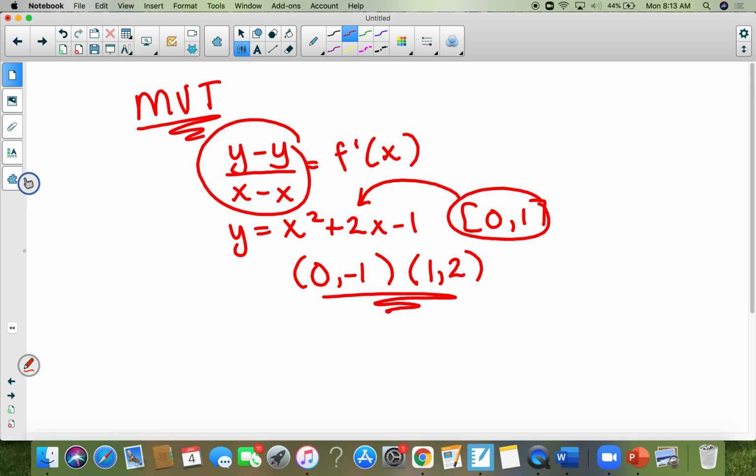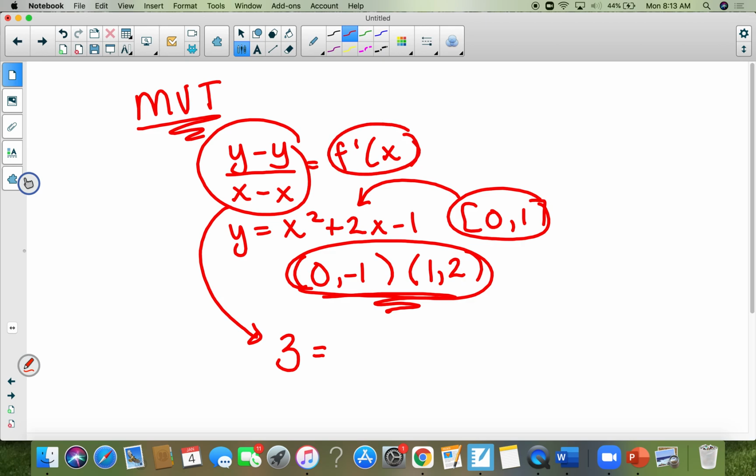So if I do y minus y over x minus x, I'm going to get a slope of 3. I'm just going a little fast, but all I did was find the slope, plugging those in. The derivative of this is 2x plus 2. Solve for x, I get x equals 1/2, and it's called the MVT.